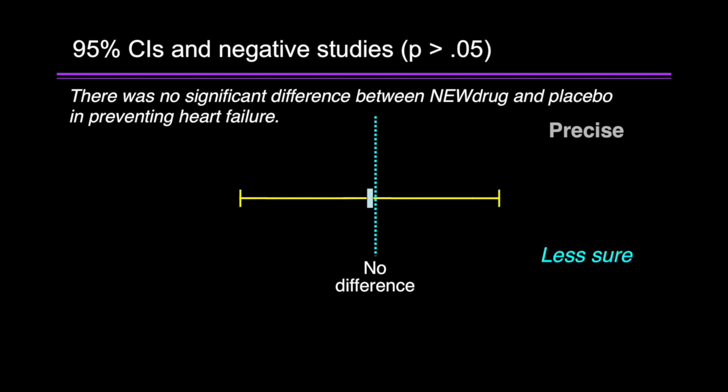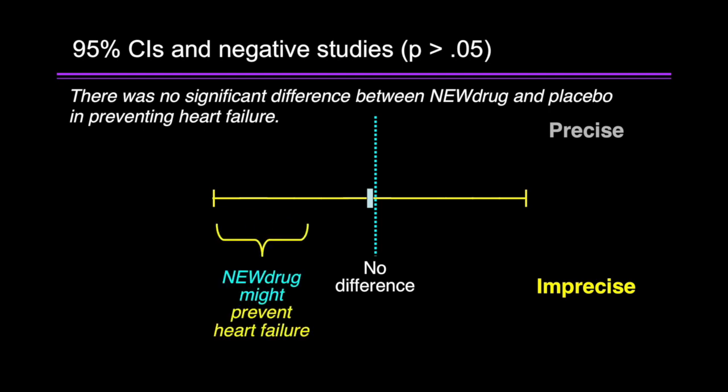But as the confidence interval gets longer, we're less sure exactly where the effect is. And maybe at some point we just say, wow, that's really imprecise. Look over here. New drug might prevent heart failure. It may be a really important drug. That's still possible. But it's also possible that new drug might cause heart failure. It's so imprecise, we don't know.